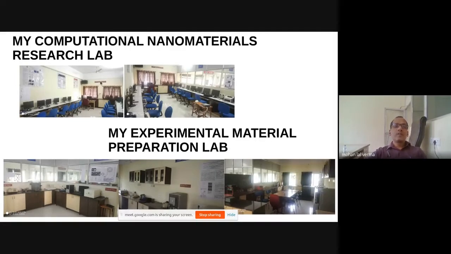Here I am using SIESTA as a tool, along with some other pre- and post-processing tools. And this is the experimental lab, where polymer-based materials are under study experimentally, especially their electrochemical properties for batteries and supercapacitors.